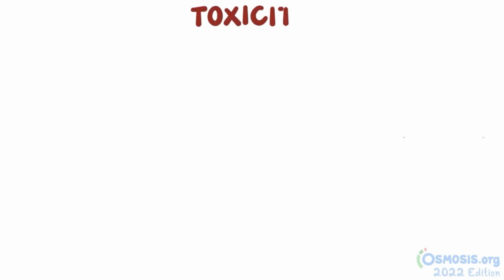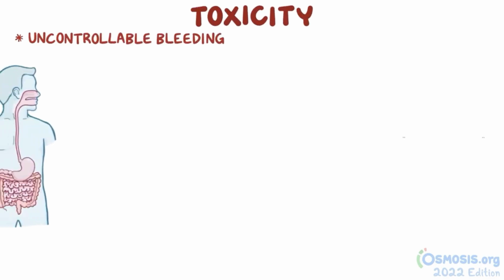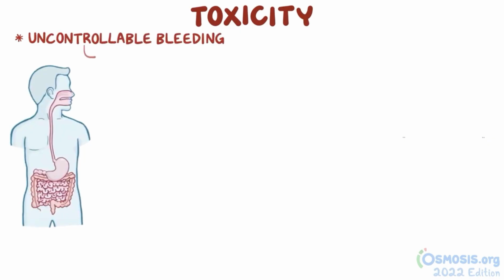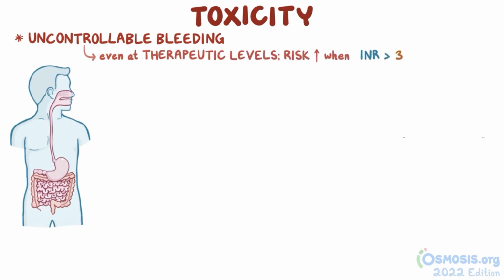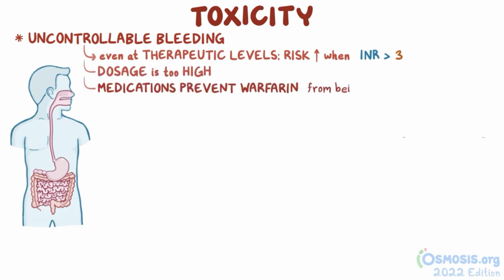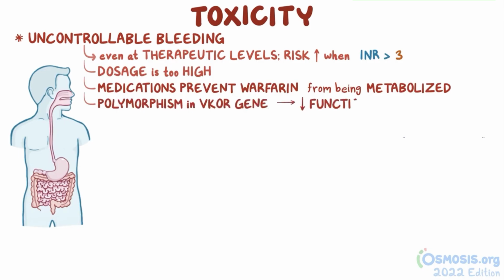In terms of toxicity, the most common problem with warfarin is uncontrollable bleeding, most commonly in the GI tract. Bleeding can occur even at therapeutic levels, but the risk increases when INR is higher than 3. This can result when the dosage is too high, when other medications prevent warfarin from being metabolized, or when there is a polymorphism in the gene for VKOR leading to reduced function of the enzyme.